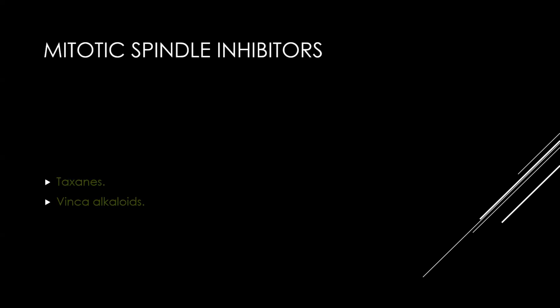Mitotic inhibitors are also used in cytogenetics. The best examples of mitotic spindle inhibitors are taxanes, vinca alkaloids, vinblastine, vinorelbine. These are the examples of the mitotic spindle inhibitors.